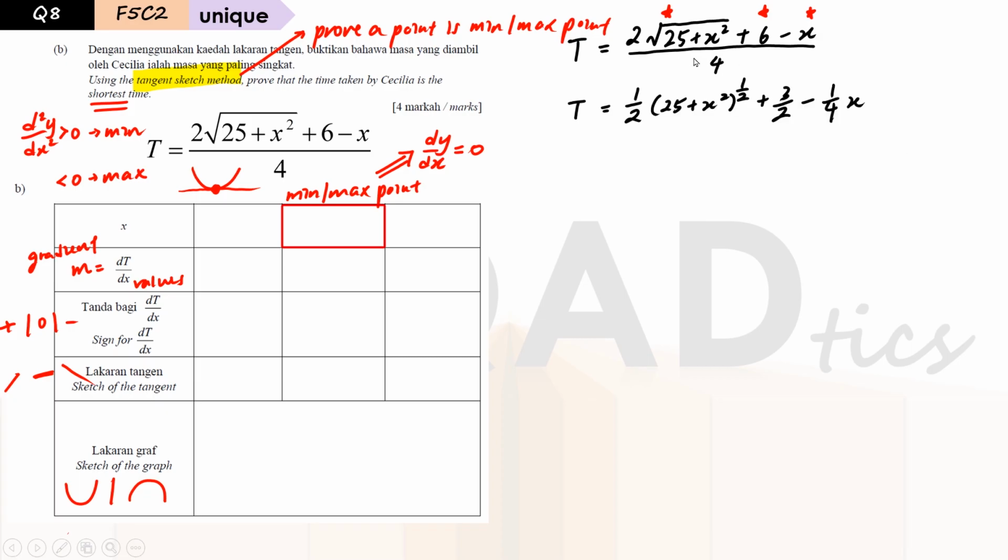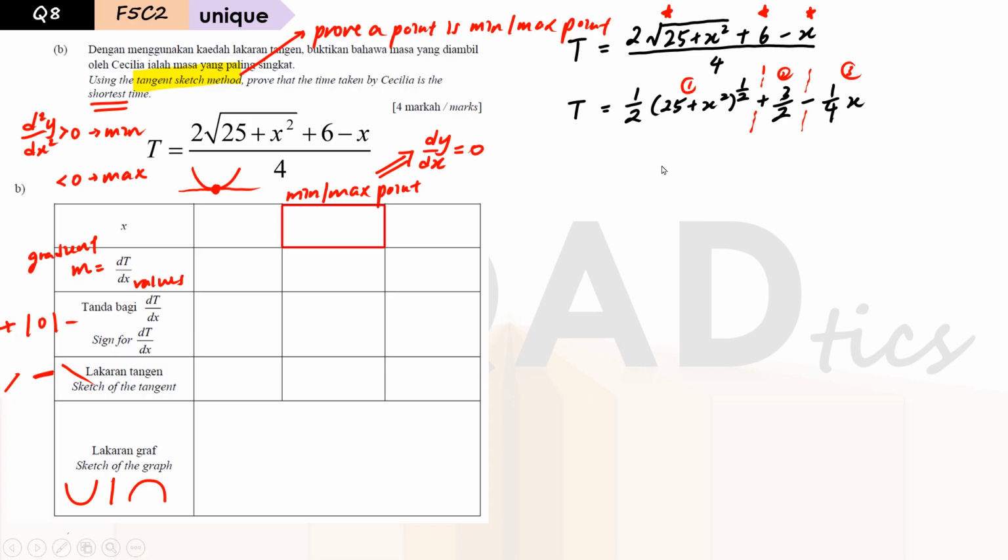Right, so once you divide 4 for each of the values, it would be something like this. 2 over 4, I simplify, it will be 1 over 2. The square root, I change to the power 1 over 2 here. 6 divided by 4, simplify, it will be 3 over 2. And the x here, I just divide by 4, so it will be negative 1 over 4x. Now you can clearly see that there are 3 things. If we separate it using the plus and the minus, here will be 1, 2, and 3. We are going to differentiate these 3 things.